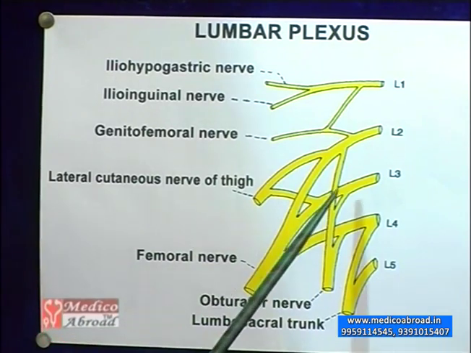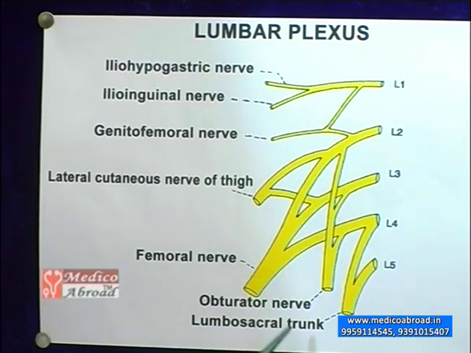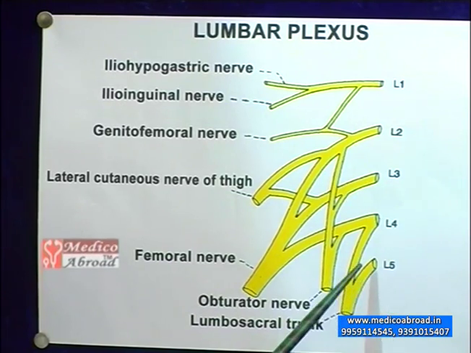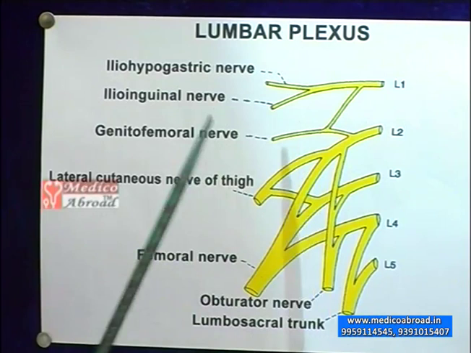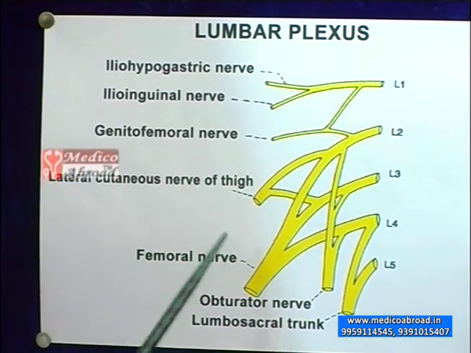Lateral cutaneous nerve of thigh comes off from L2 and L3, and the L4 and L5 nerve roots form the lumbosacral trunk. These are the important nerves that come off from the lumbar plexus.